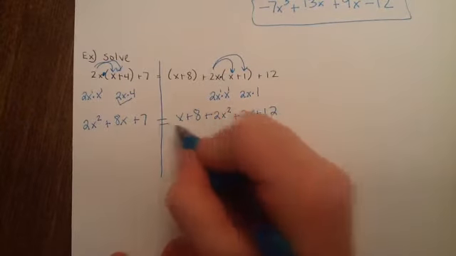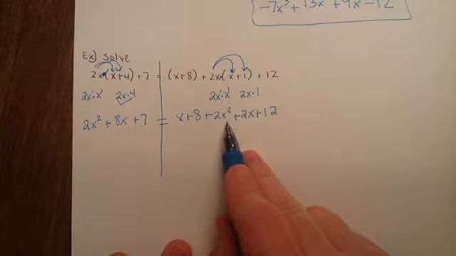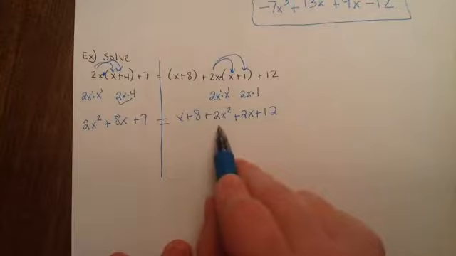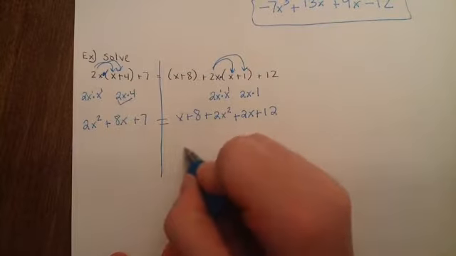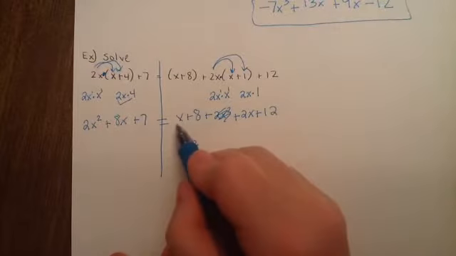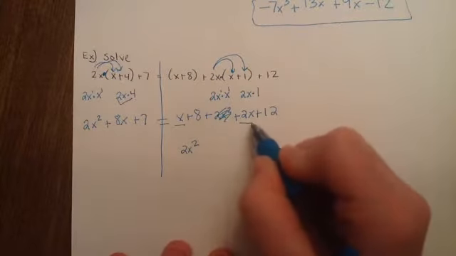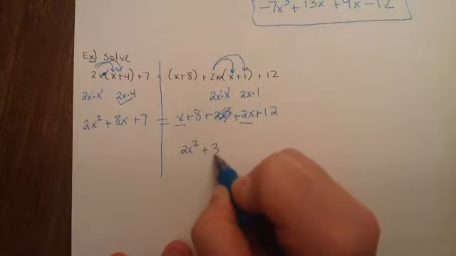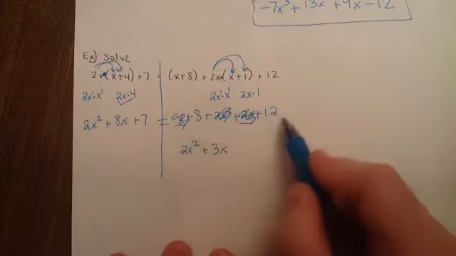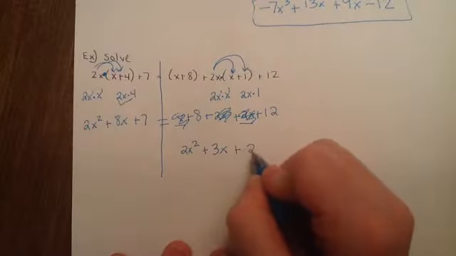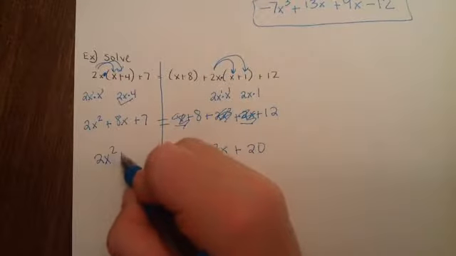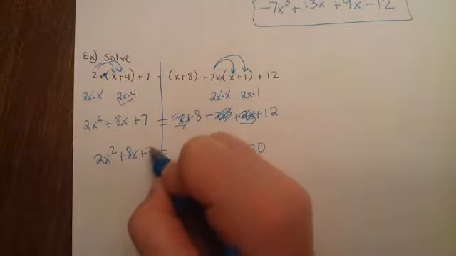Looking at the right, is there anything else I can simplify? Yes, I have some x's that can go together and some numbers. So let's put our largest exponent out front, 2x squared. What goes together next? x and 2x make 3x. And lastly, 8 plus 12 make 20. Bring down what's on the left, and then we can solve.